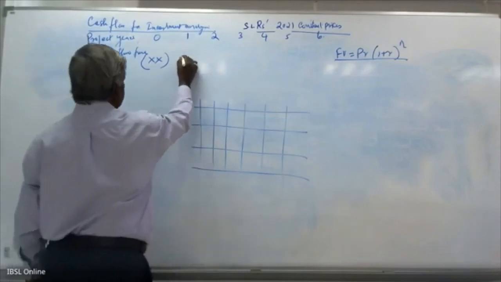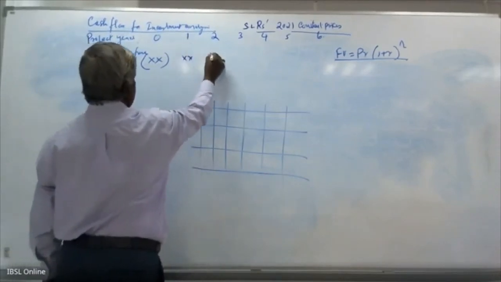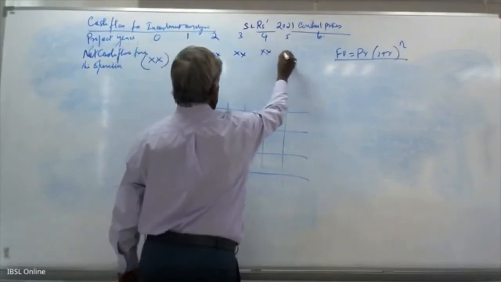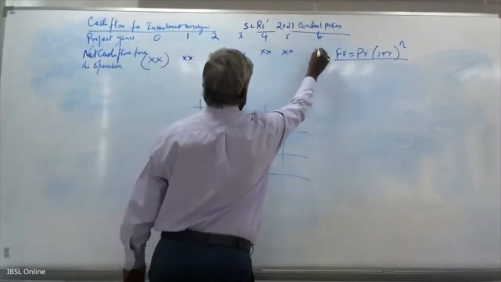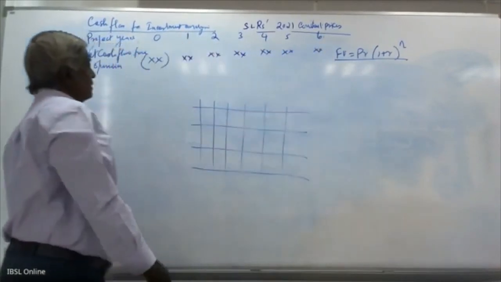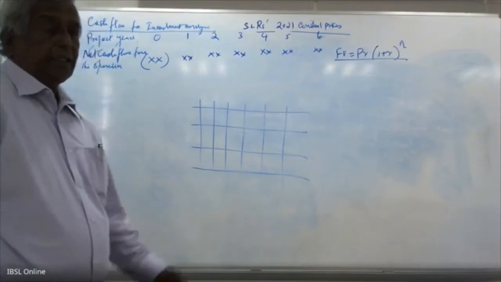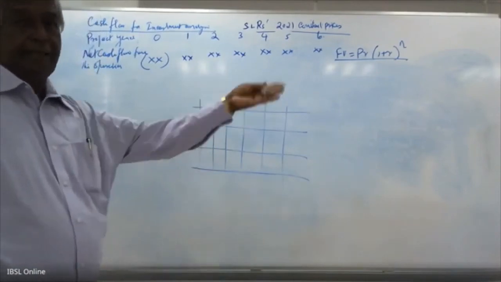Then from year 1, you may get various answers at the concerned prices. So this one you would have prepared. That is the net cash flow from the operation, inflow, outflow, the net.